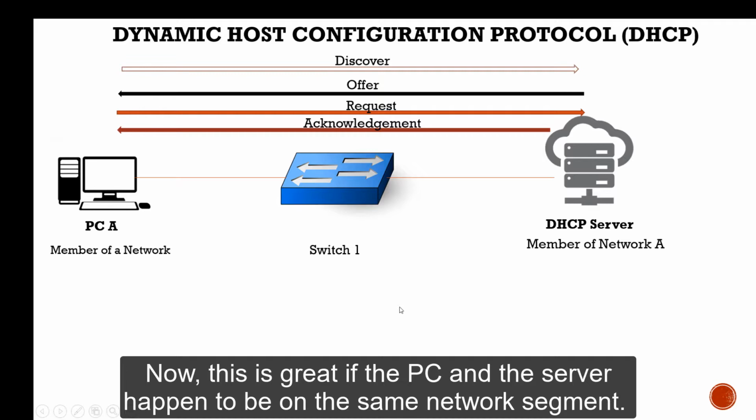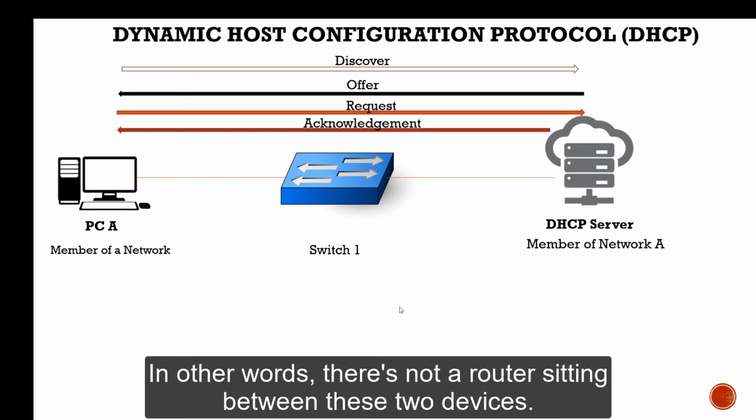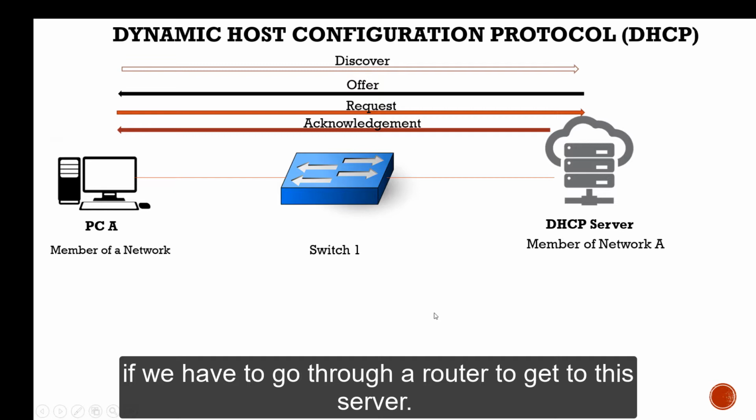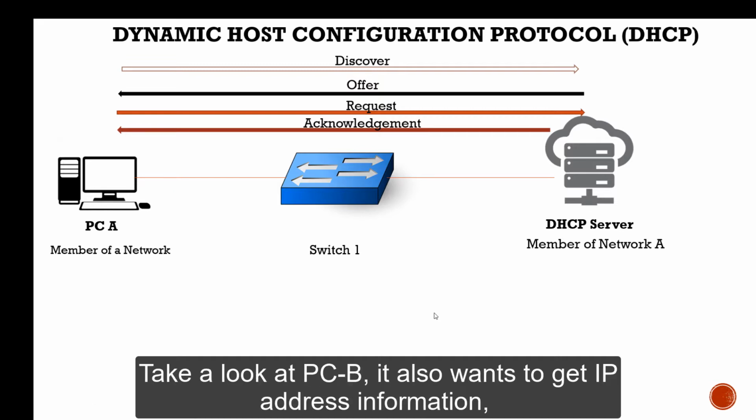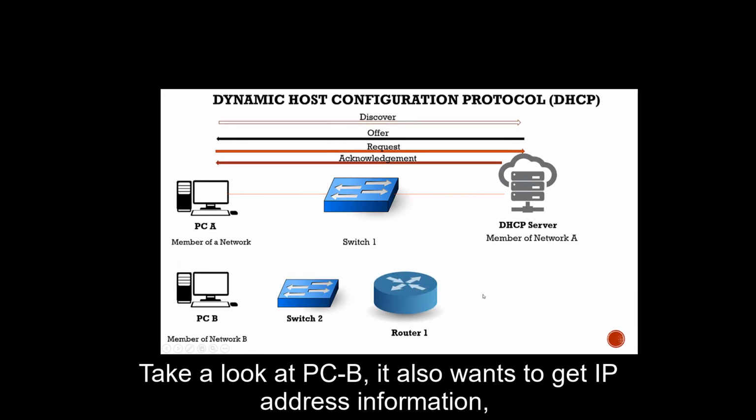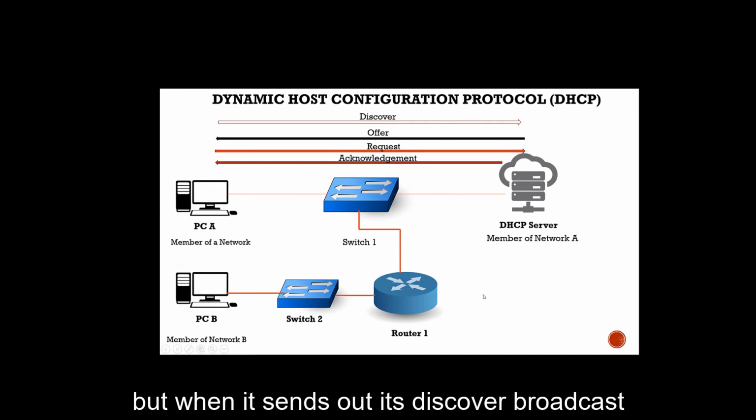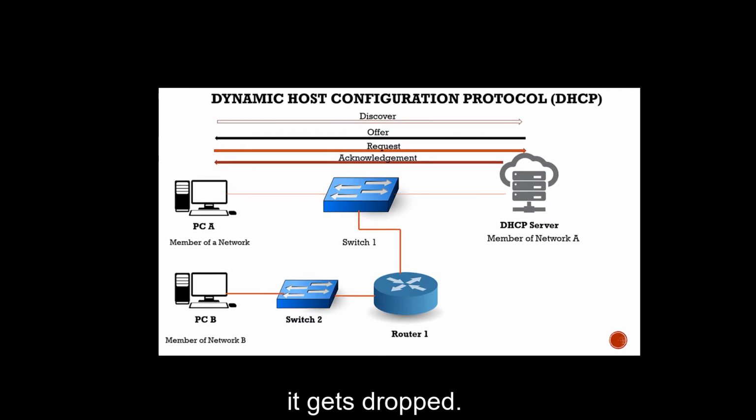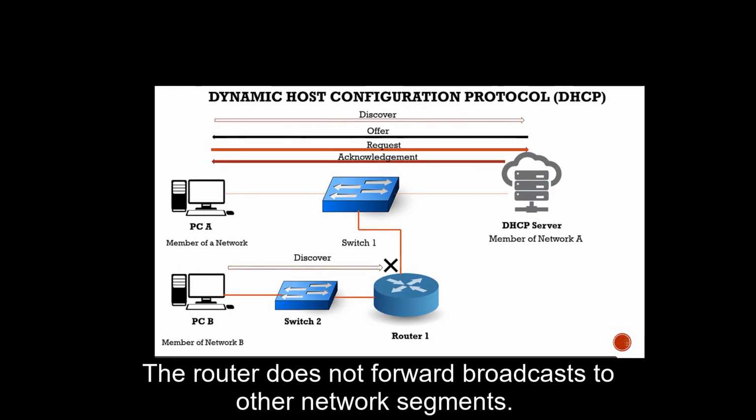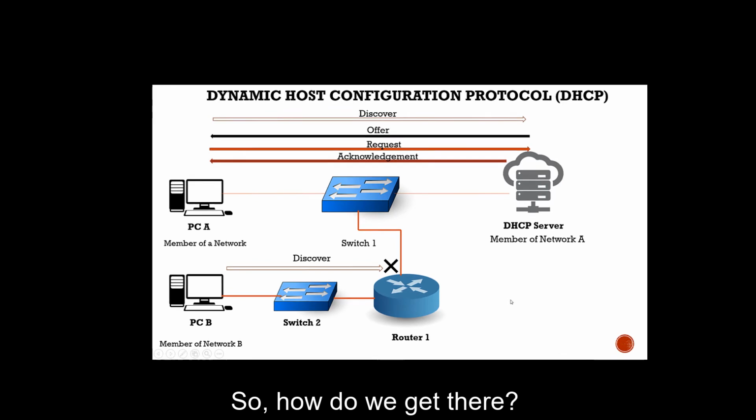Now, this is great if the PC and the server happen to be on the same network segment. In other words, there's not a router sitting between these two devices. We get a bit of an issue though if we have to go through a router to get to this server. Take a look at PC B. It also wants to get the IP address information, but when it sends out its discover broadcast, it gets dropped. The router does not forward broadcasts to other network segments. So, how do we get there?